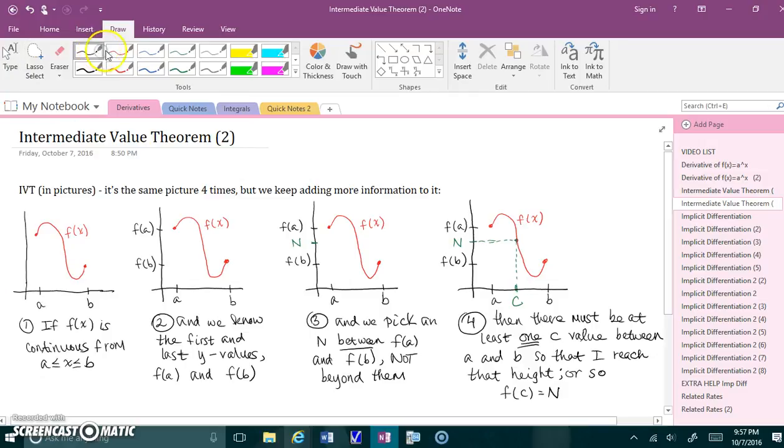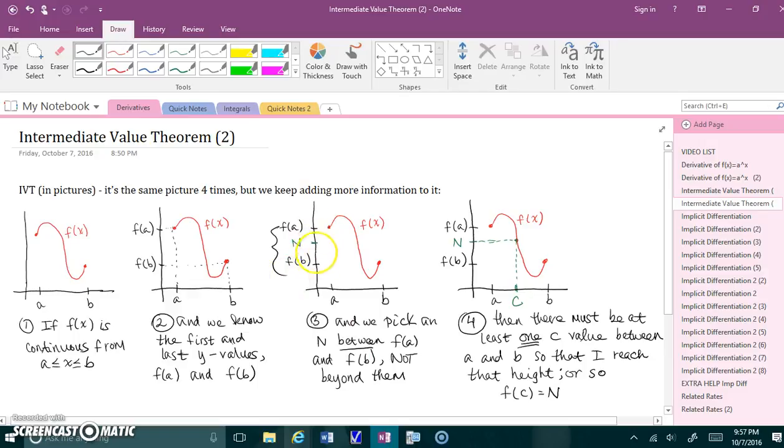This clearly shows how a and b are x values, and I'm not lifting my pencil while I'm drawing it. And we know the first and the last y values, f of a and f of b. So here is the y value associated with A, and here is the y value associated with B. And then we are going to pick any n value. We're going to call this y value n. We're going to pick an n between f of A and f of B.